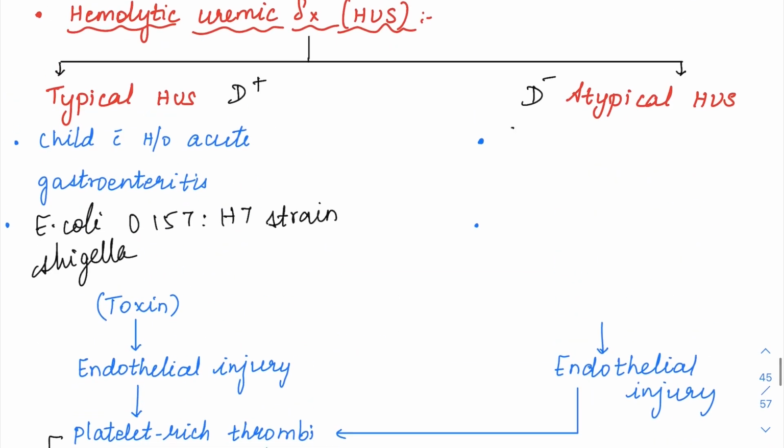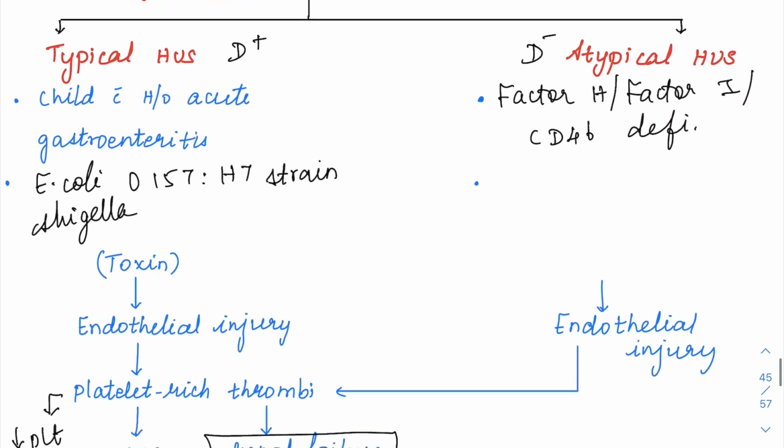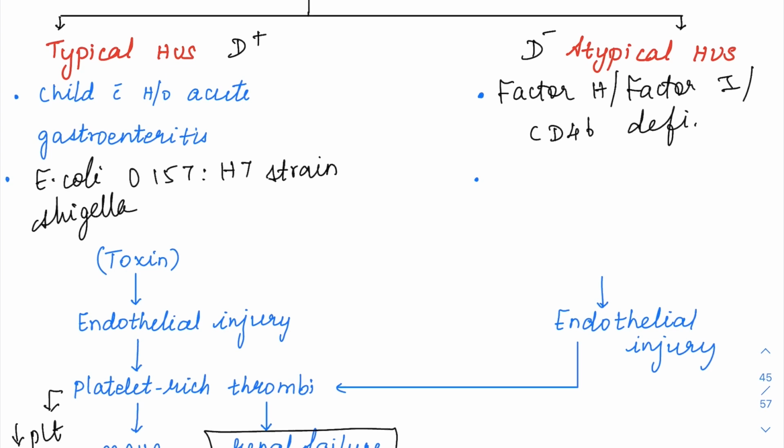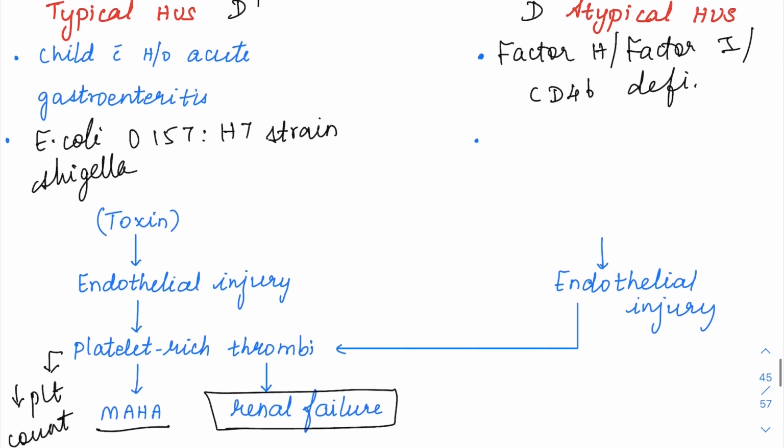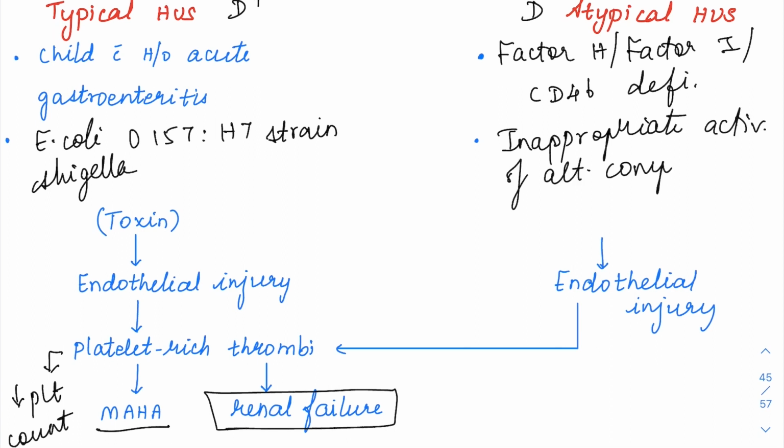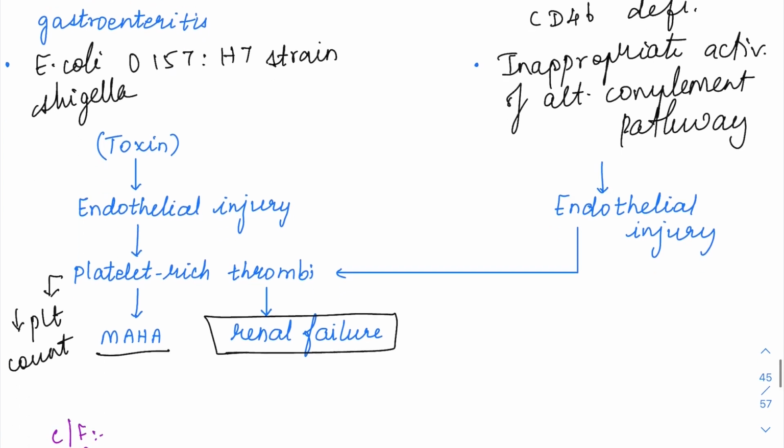And in atypical HUS, if you see here, there is going to be deficiency of factor H or factor I or CD46. So CD46, factor H or factor I is going to be deficient. All these three are actually negative regulators of the alternate complement pathway. With the deficiency of these three, it is going to result in inappropriate activation of the alternate complement pathway. So when complement is being activated, it is going to injure the endothelial cells here.